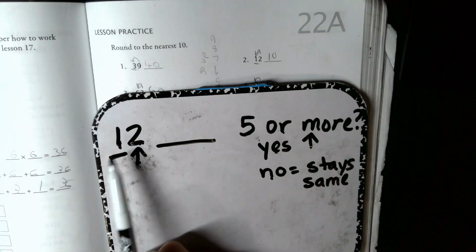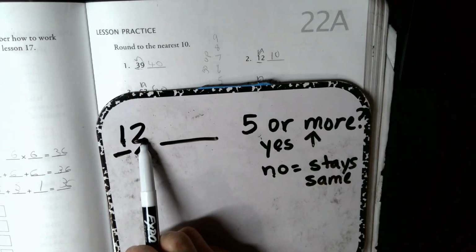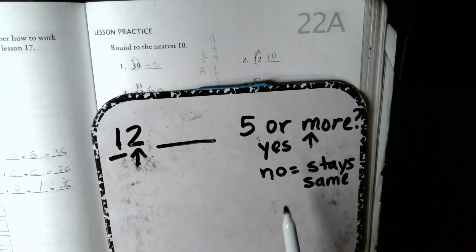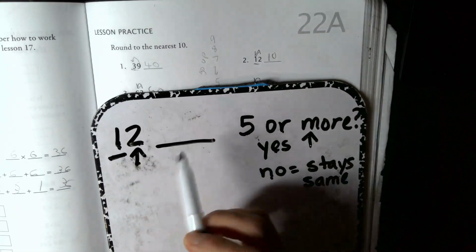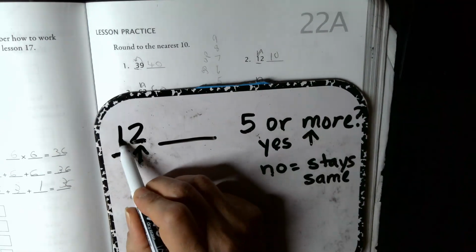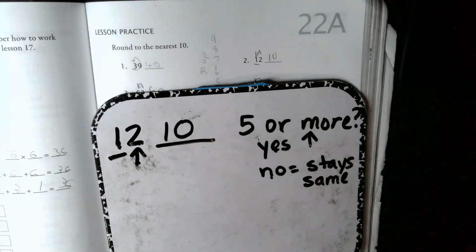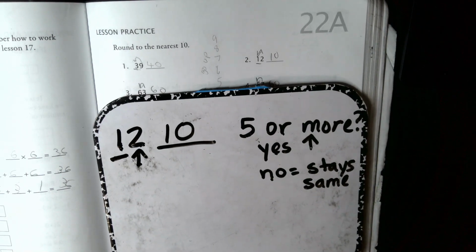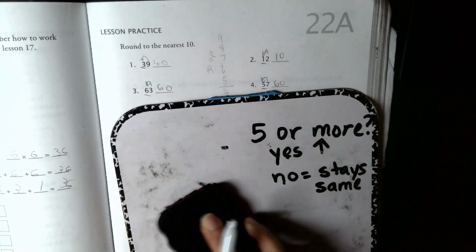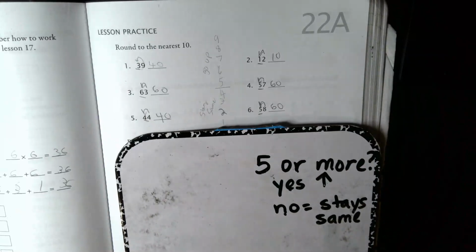Okay, so we look at number 1. We say, okay, is 2 5 or more? No, it's not. So that means the 1 is going to stay the same. What happens to the 2? It disappears because we just want the 10s. It's rounding to the nearest 10, not 1s, just the nearest 10. Okay? We'll erase that one. And let's do another one.